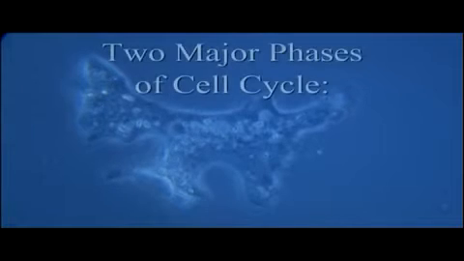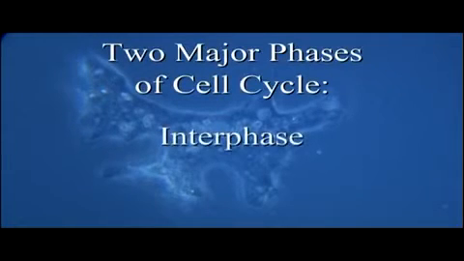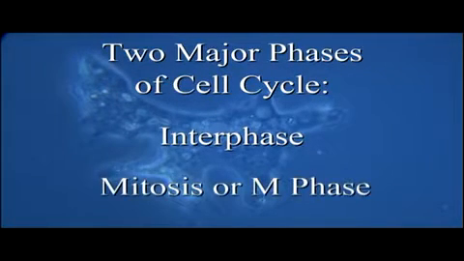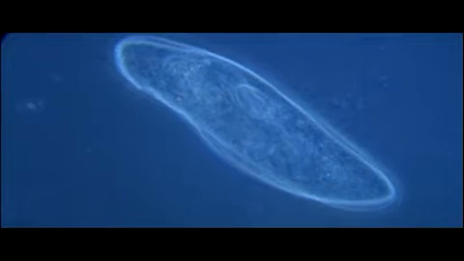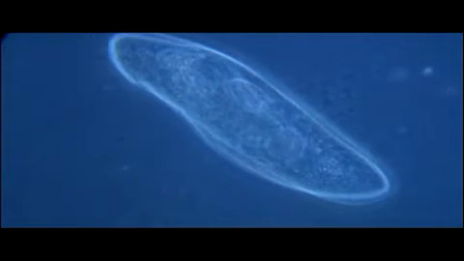The cell cycle of eukaryotic cells, which is typically much longer than that of prokaryotic cells, is divided into two major phases, interphase and mitosis, or the M phase. Interphase is the stage in the cell cycle in which a cell acquires energy and nutrients from the environment, grows, and duplicates its chromosomes. During mitosis, the chromosomes duplicated during interphase are separated to form two new nuclei.